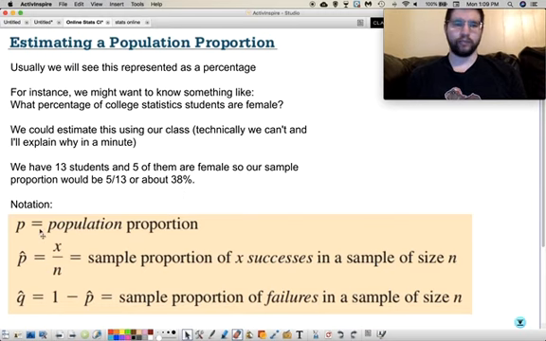So, some notation. P is our population proportion. That's for the population, and that's what we're trying to estimate. To do that, we look at our sample proportion, which is notated by p hat. This little caret above the p is called p hat. It's the number of successes, in this case being female, over a sample size of n. And we also have q hat: just like p and q, 1 minus p hat gives you q hat, and that's the proportion of failures.